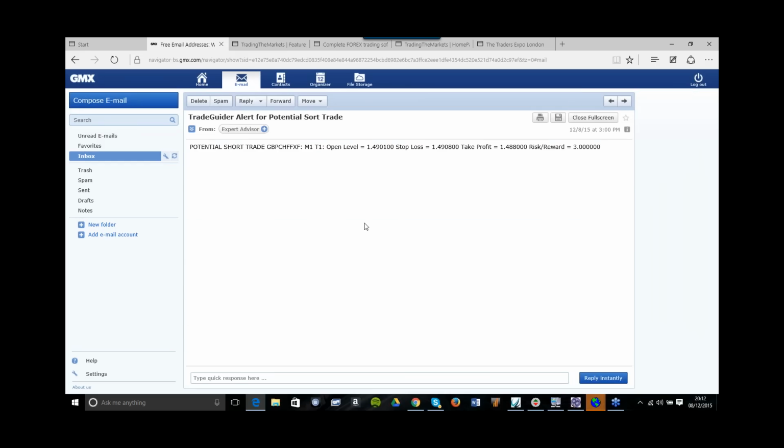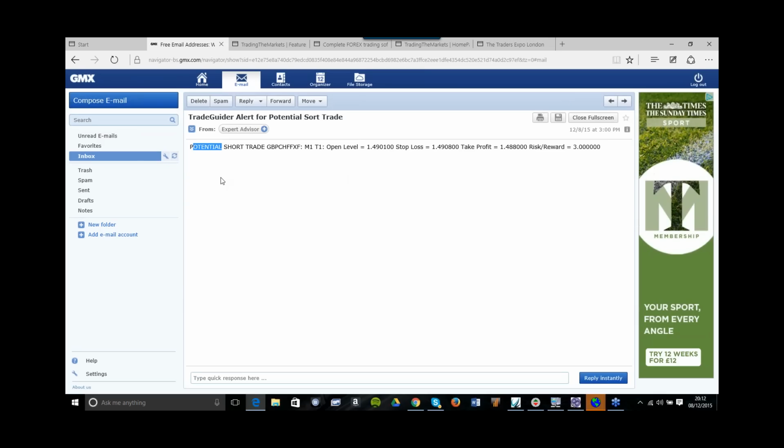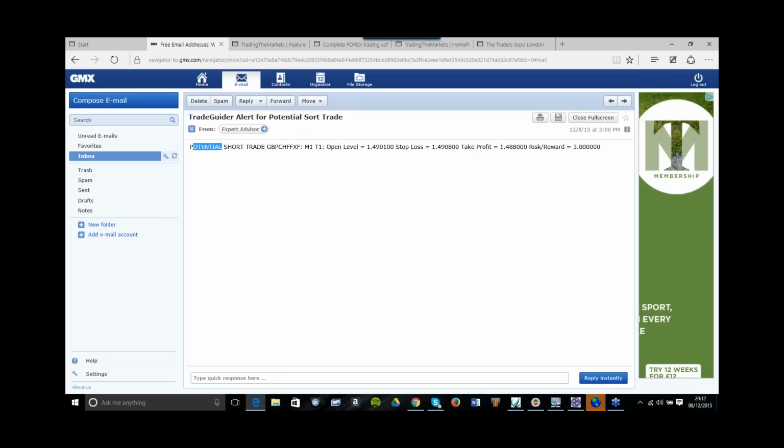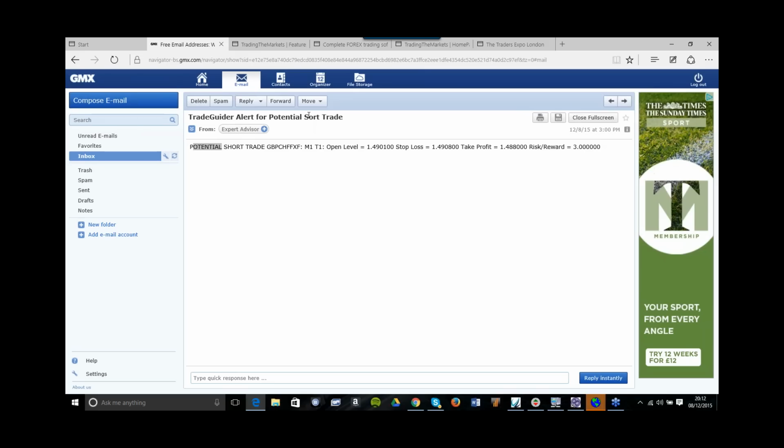Now, when I open the actual alert, what we see is the word potential, and that's a very key word. Okay, yes, I knew that was coming. Everyone said it should be short, not sort, and you're right, it should be short, correct. That's been corrected, I believe, but that's something internal to do with the way the alerts are sent from MT4. This is sent from the MT4 platform. But yeah, that should, of course, correctly say short.